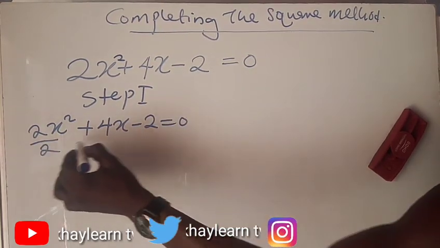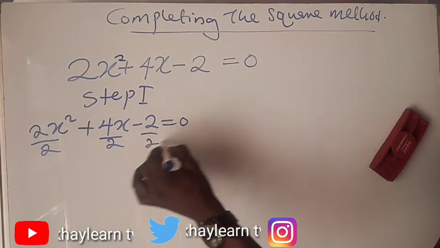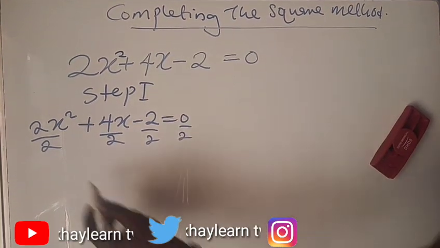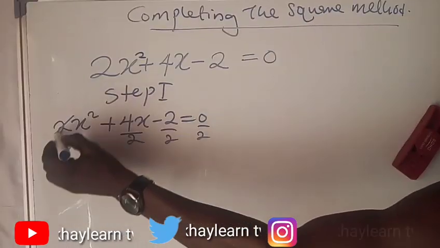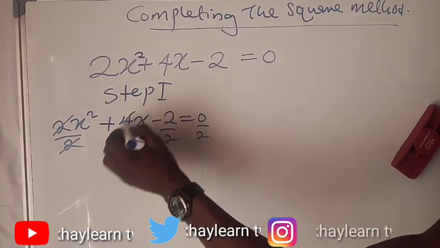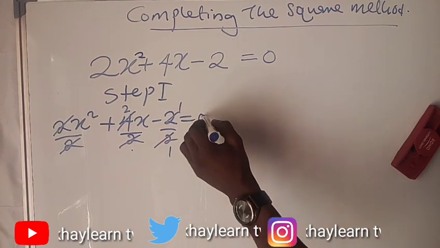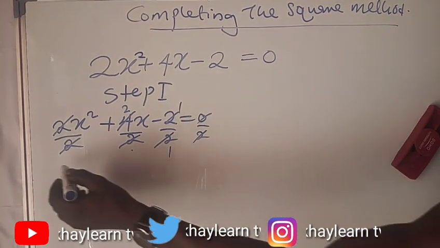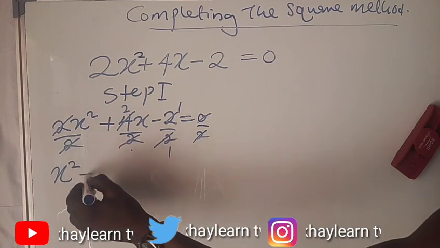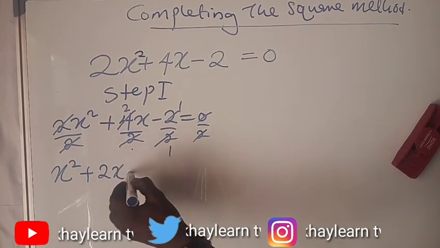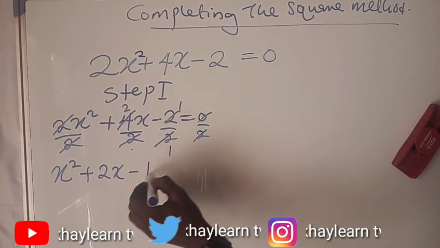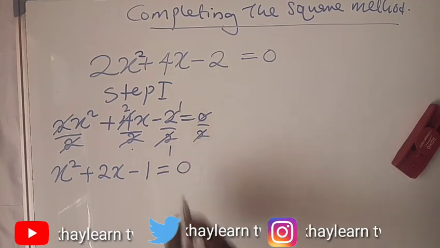The equation will be divided through by 2 everywhere. Even the 0 will be divided by 2. Automatically, 2 goes with 2, giving 1, and 4 divided by 2 is just 2. 2 divided by 2 is 1. 0 divided by 2 is 0. So what we have is just x squared plus 2x minus 1 equals 0.